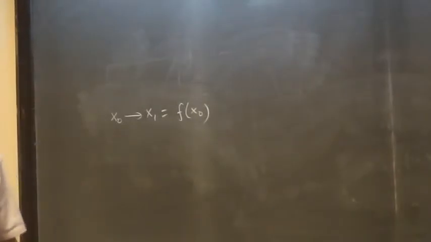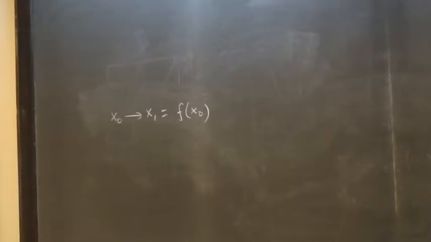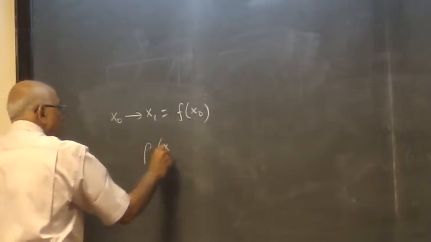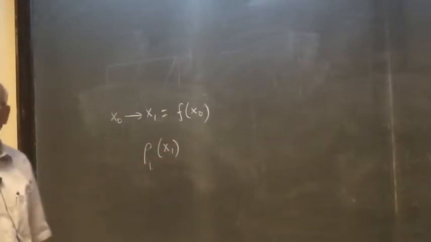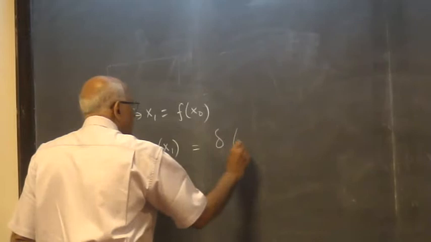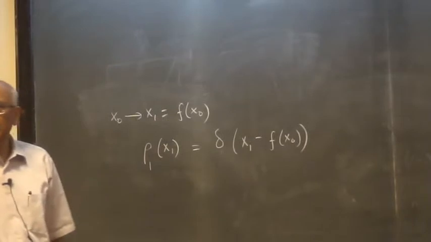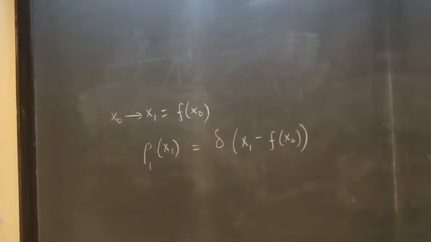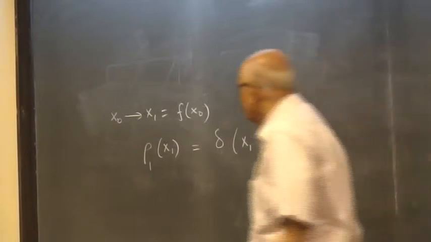What would you say? I give you a definite x naught. That's a delta function, right? So the probability density rho 1 of the point x1, because at time 1 I want to keep track of this point x1, which is what I call the variable at time 1, is equal to a delta function of x1 minus f of x naught. Trivially, right? It's a delta function. Physicists don't mind delta functions. Mathematicians severely object to them. They talk in terms of measures, but we work in terms of delta functions.